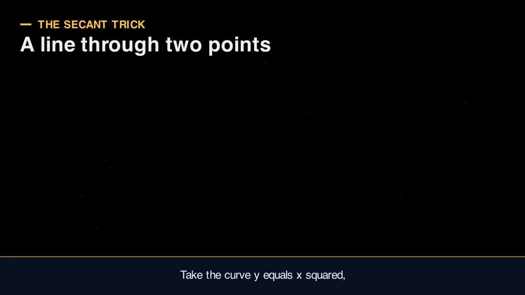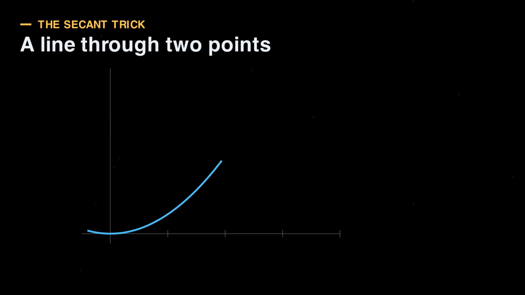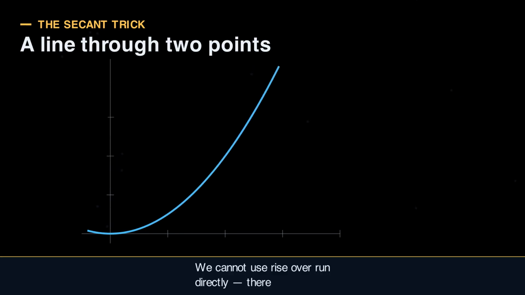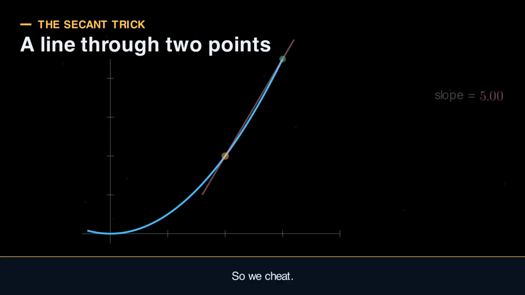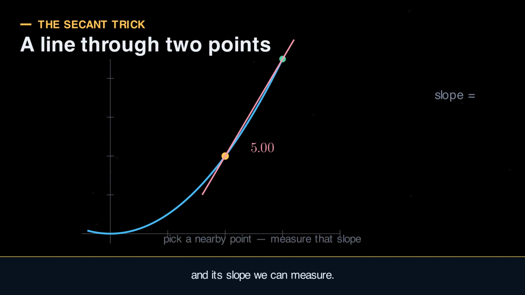Take the curve y equals x squared and pick the point at x equals 2. We cannot use rise over run directly, there is only one point. So we cheat, pick a second point nearby and draw the line through both. That connecting line is called a secant and its slope we can measure. Right now it reads about 4.5.